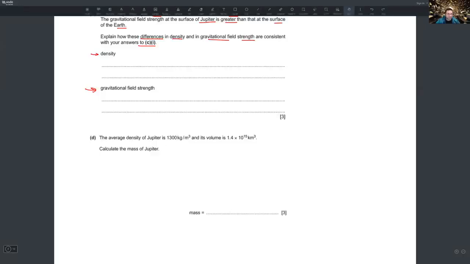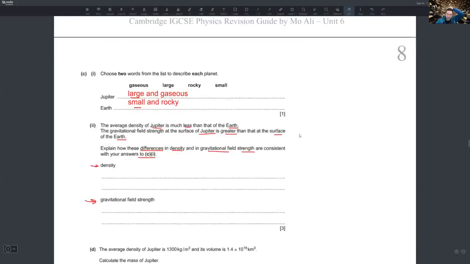You mean density? Yeah, you can mention the size. It's fine. But I would rather talk about gaseous. Why? Because he said two words. Note that this is me analyzing the examiner, which is something I'll teach you when we solve papers. I'm analyzing the examiner. He said, be consistent with your answers to C1. So the word Jupiter is large and the other word is gaseous. So clearly one of these things refers to large and one of them is referring to the gaseous.